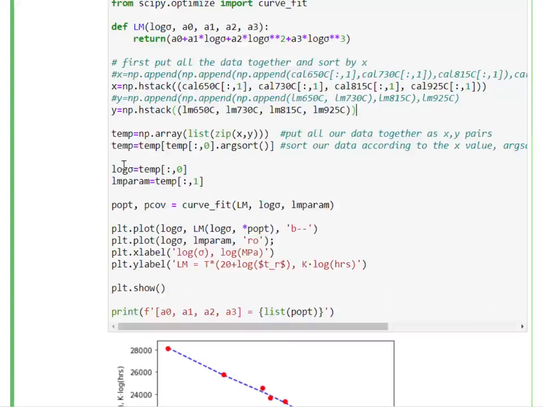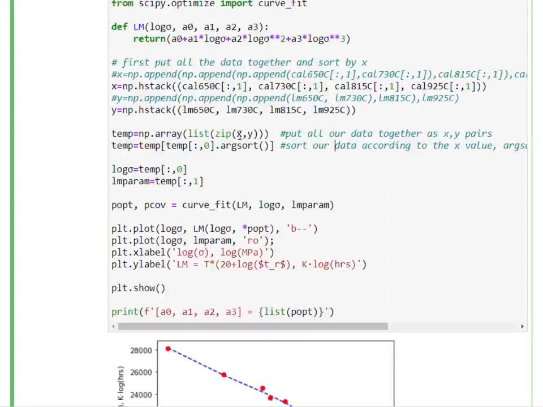Then I want to combine these so that I have xy pairs, and that's what the zip function does, zip xy. It takes these two one-dimensional data sets and turns them into xy pairs of data. The zip actually creates what's called an object, so I need to tell it to convert that into a list. And then I'm going to convert the list into a NumPy array so that I can use my indexing that I like to use.